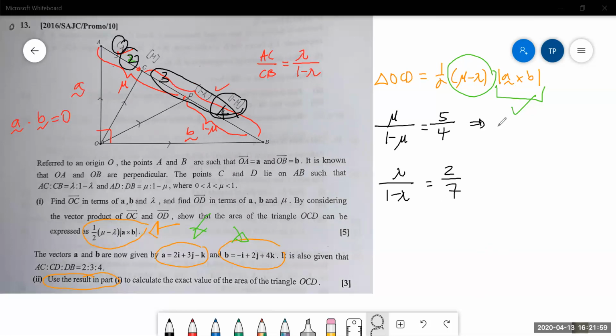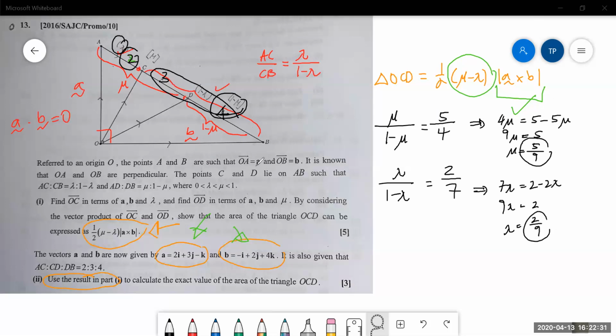So from here, if we solve this, we will get 4 mu equals 5 minus 5 mu. So we know that 9 mu equals 5, so mu is equal to 5 over 9. Over here we have 7 lambda equals 2 minus 2 lambda. So 9 lambda equals 2, and lambda equals 2 over 9. And mu is bigger than lambda, which fulfills this. Okay, so now we have our mu and we have our lambda, and we can sub into this part to solve it.